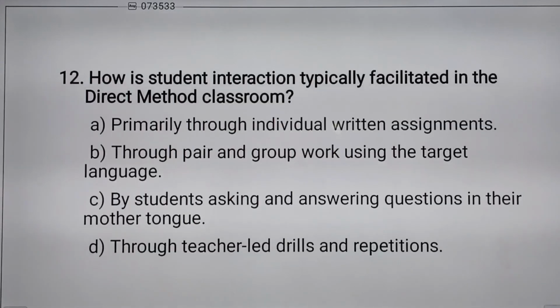Next question. How is student interaction typically facilitated in the direct method classroom? A. Primarily through individual written assignments. B. Through pair and group work using the target language. C. By students asking and answering questions in their mother tongue. D. Through teacher-led drills and repetitions. The right answer is B. Through pair and group work using the target language.